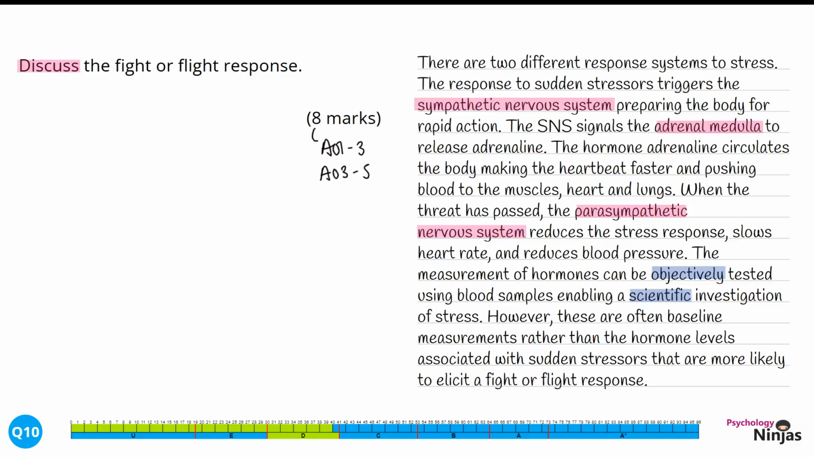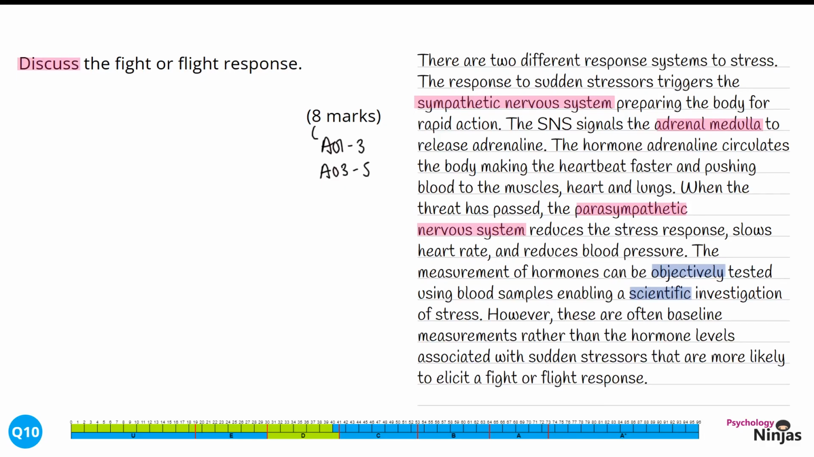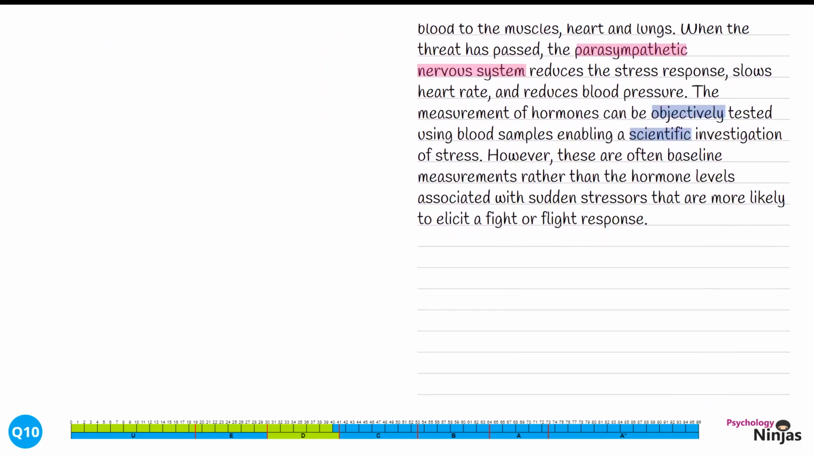However, these are often baseline measurements, rather than the hormone levels associated with sudden stressors that are more likely to elicit a fight or flight response. When we're looking at blood samples, we're talking about a baseline measurement, or where we are normally. We're not going to be in the middle of a stressful situation taking a blood sample, and therefore this has an issue for our understanding of the fight or flight response.